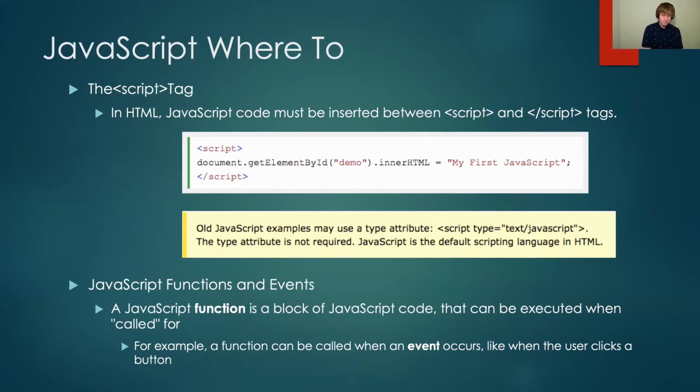We also have JavaScript functions and events. A JavaScript function is a block of JavaScript code that can be executed when called for. For example, let's say I have a function and I want it to be called when an event occurs, like let's say the user clicks a button. The user clicks a button, that's going to be my event, and that's going to call a function or a block of code that needs to be executed. So I have events and functions.